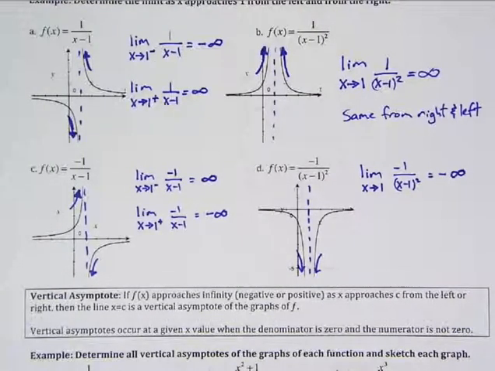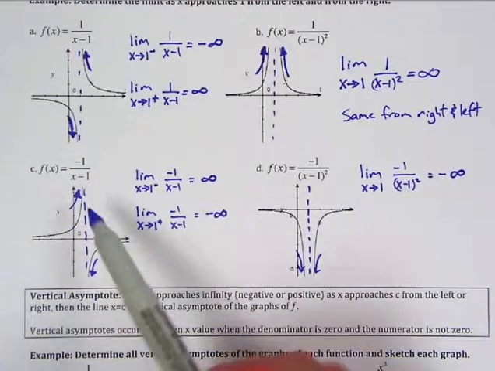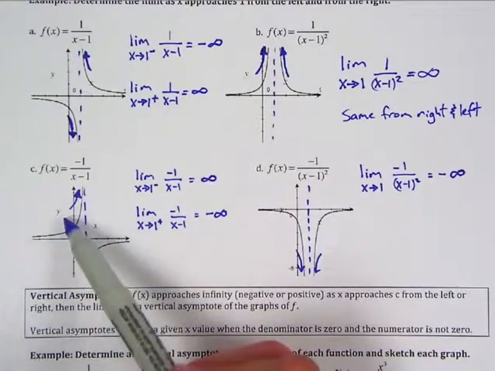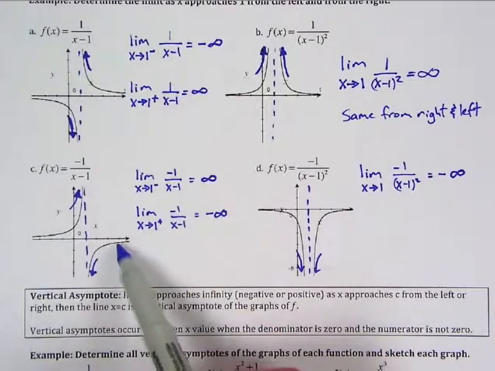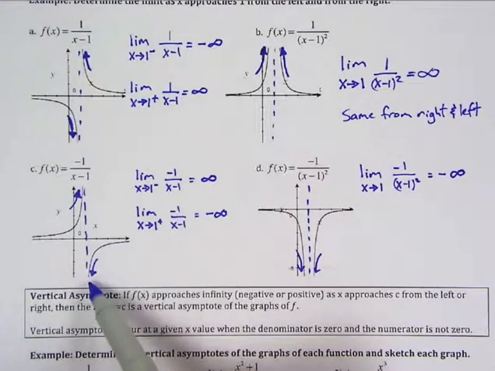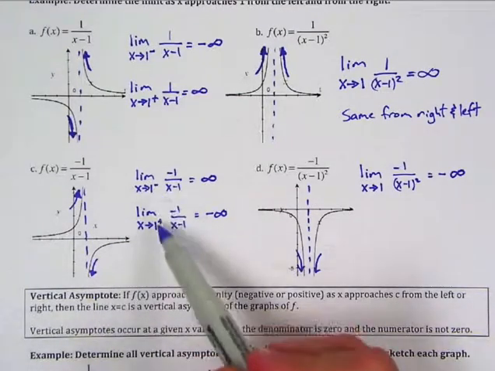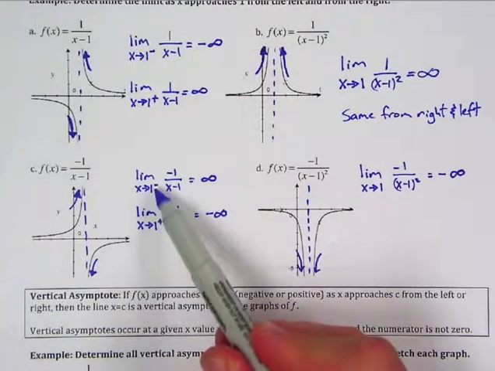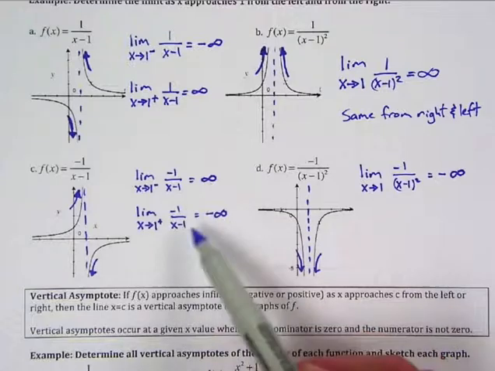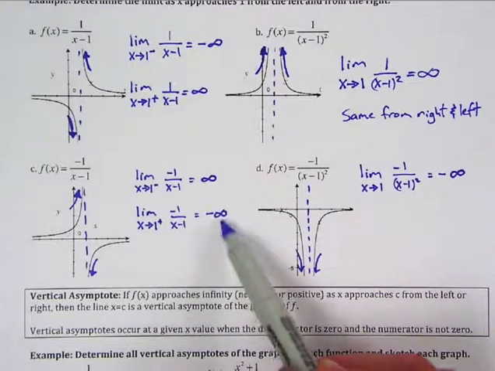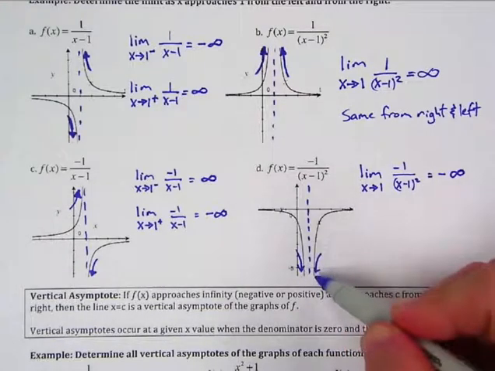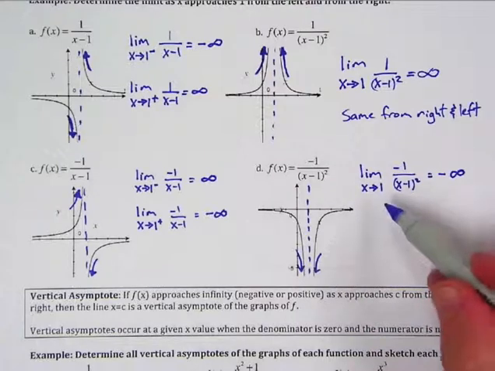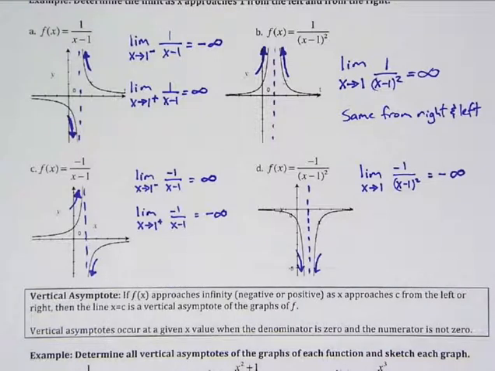Alrighty, welcome back. Here in letter C, we can see our x equals 1, and as we approach from the left side, f of x increases without bound up to infinity, and as we approach from the right side, f of x decreases without bound. So we do have to write both of these limits here. For 1 minus, the limit is infinity, and for 1 plus, the limit is negative infinity. In example D, you can see it's decreasing without bound on both sides, from the right and from the left. So we only have to write one limit here. The limit as x goes to 1 is negative infinity.